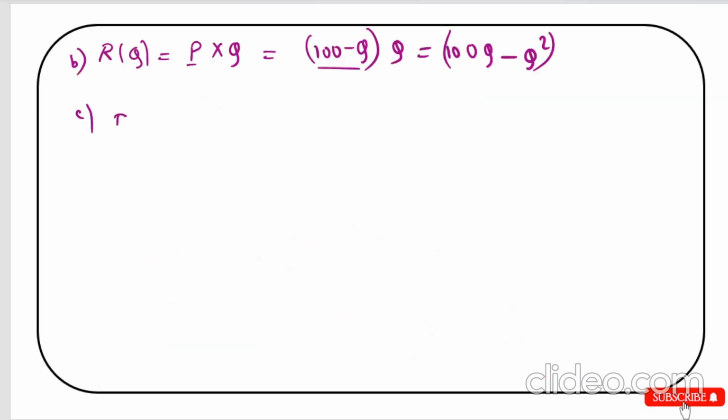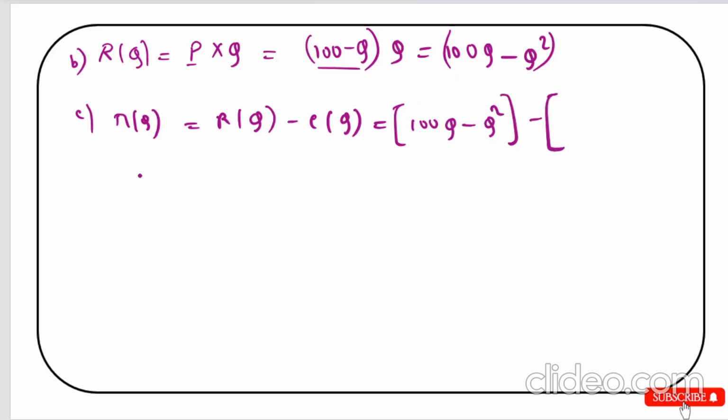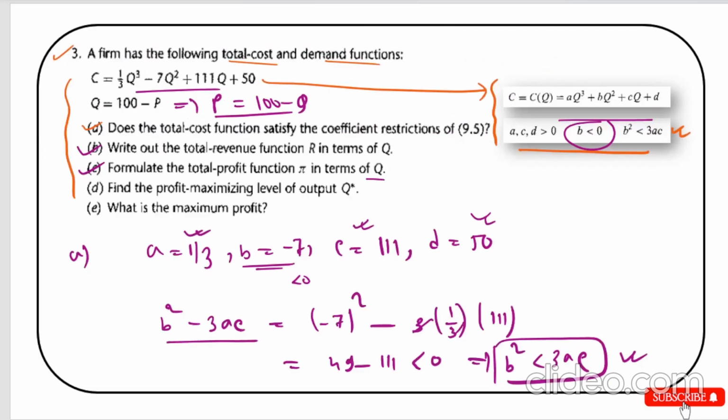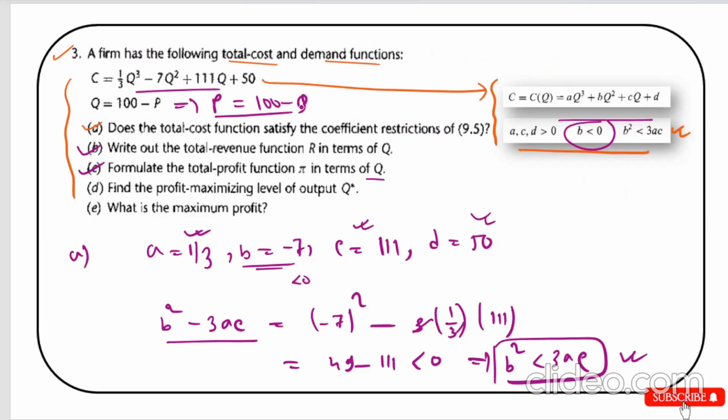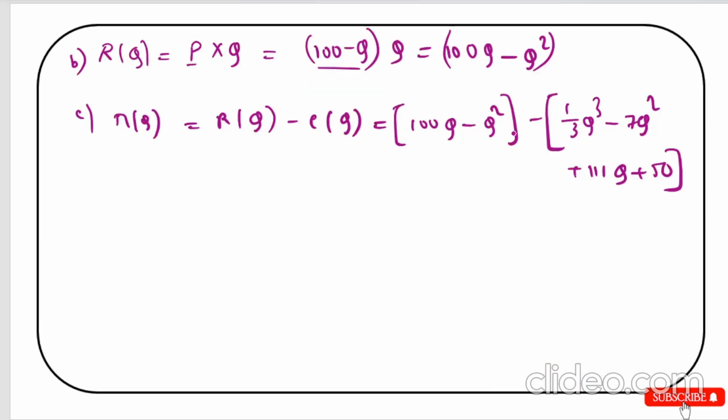Now what is profit? Profit will be total revenue minus total cost. So total revenue is this which you have found out earlier, and then minus the total cost. It is 1/3 Q cube minus 7Q squared plus 111Q plus 50. So this you can simplify further. I'm not doing that, but you can take the subtraction and that will give you your profit in terms of Q, right? This is the profit in terms of the total quantity. So it's simply revenue minus the cost, nothing else.